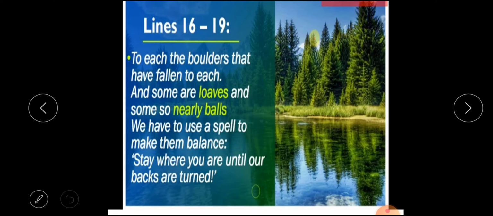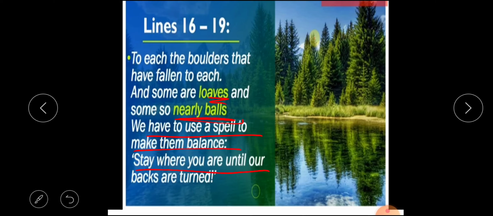They find that some of these boulders look like loaves of bread, right? And some are round as balls, nearly balls, right? We have to use a spell to make them balance. They anticipate the difficulty in putting them to use and believe that it would need a spell to balance them together so that the boulders stand on one another, right? So he is saying here that we have to use a spell to make them balance.